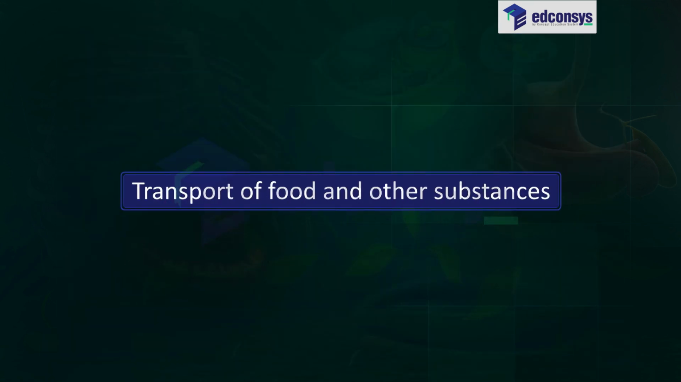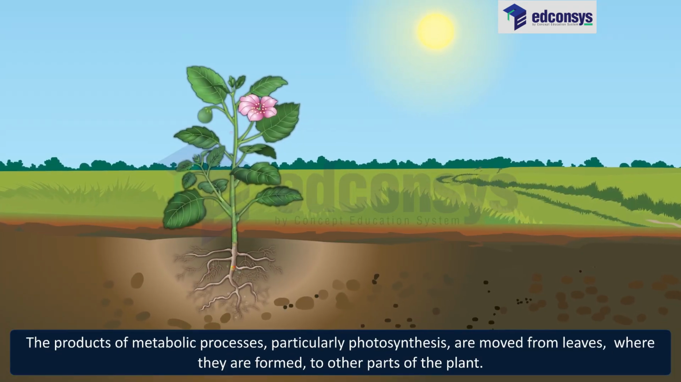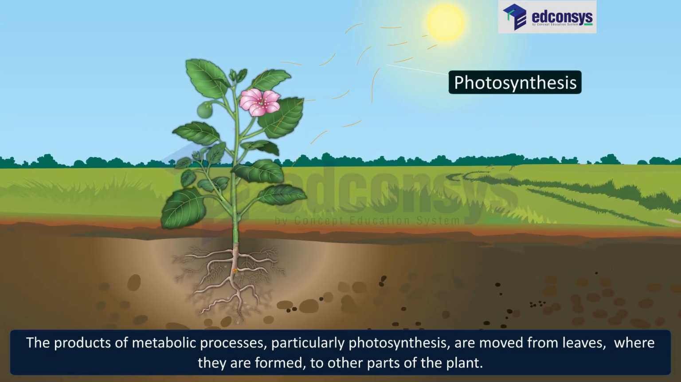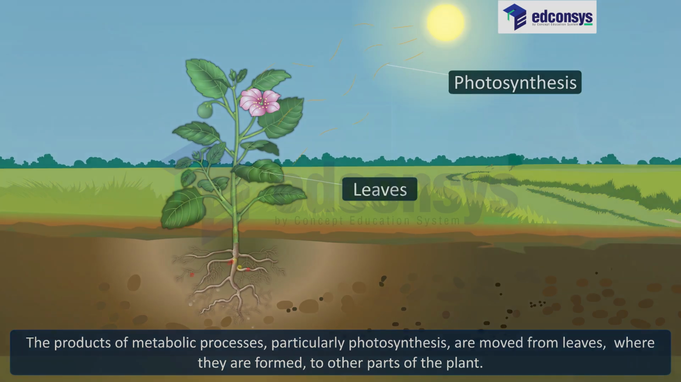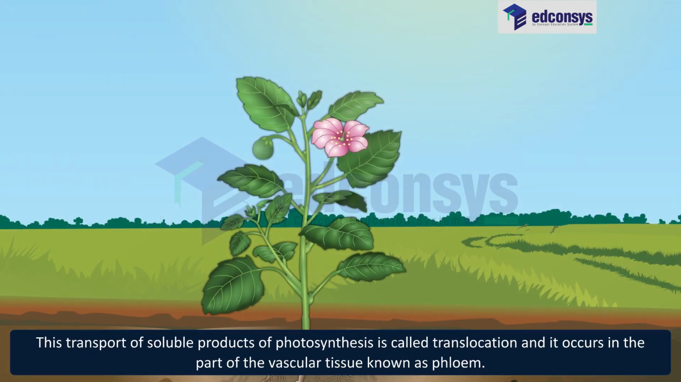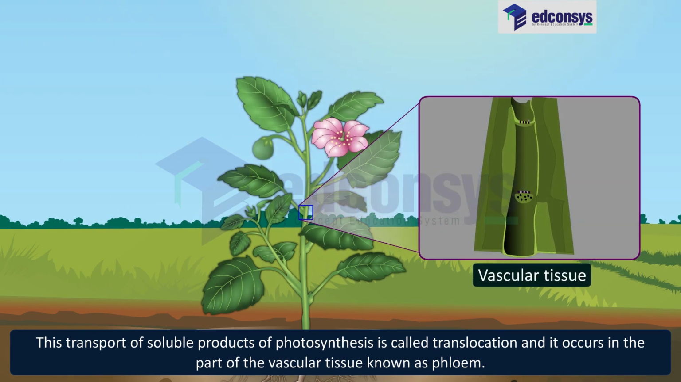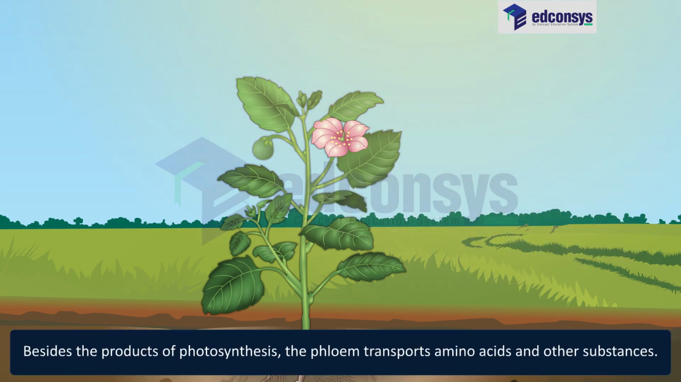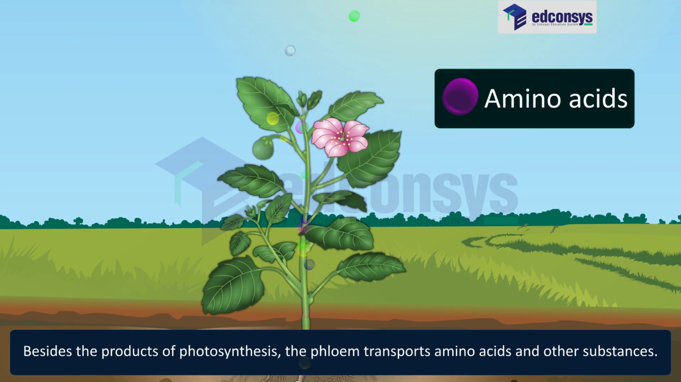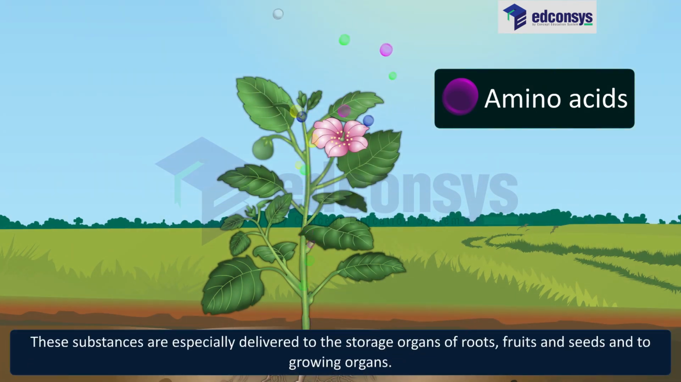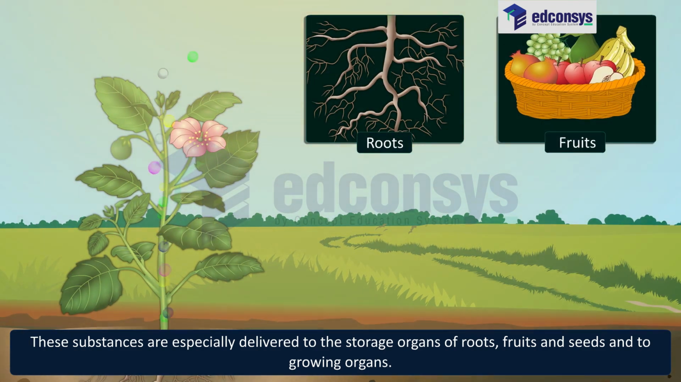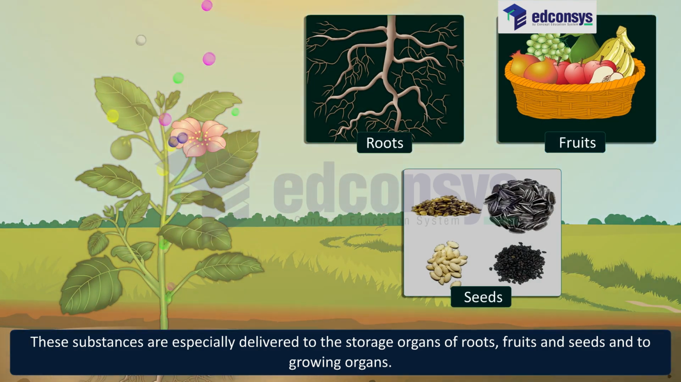Transport of food and other substances. The products of metabolic processes, particularly photosynthesis, are moved from leaves, where they are formed, to other parts of the plant. This transport of soluble products of photosynthesis is called translocation, and it occurs in the part of the vascular tissue known as phloem. Besides the products of photosynthesis, the phloem transports amino acids and other substances. These substances are especially delivered to the storage organs of roots, fruits and seeds, and to growing organs.